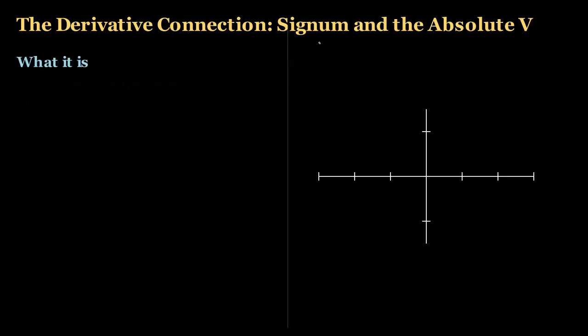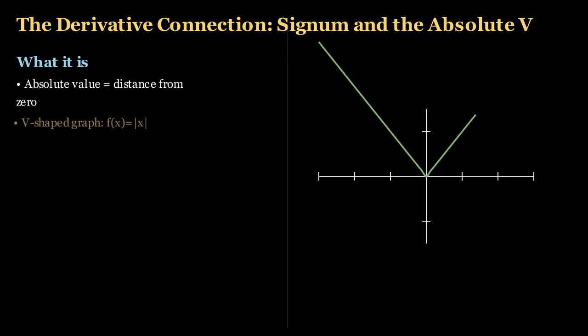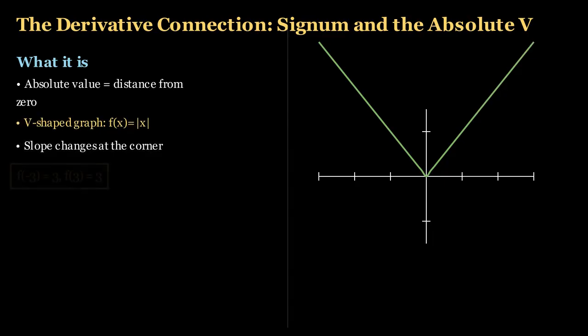You already know the Signum function tells us the sign of a number. Now we meet its close cousin, the absolute value function, written as f of x equals the absolute value of x. Think of it as a distance-from-0 machine. If you put in 3, it gives 3. Put in -3, it also gives 3, because -3 is 3 steps from 0 on the number line. When we draw this, we get a V-shaped graph. The left arm slopes downward, the right arm slopes upward, and they meet at a sharp corner right at 0.